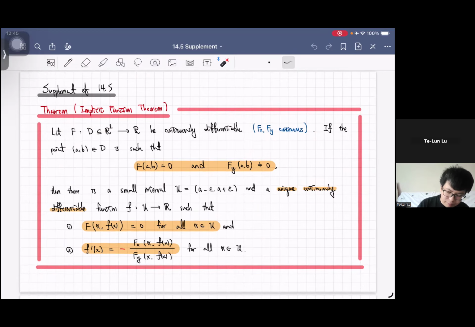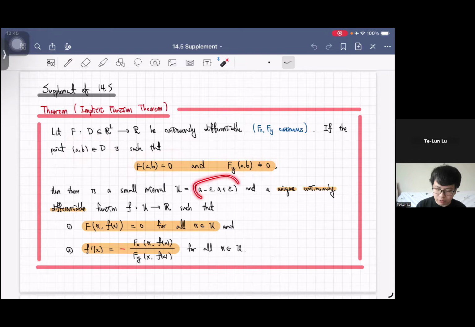So let f be a continuously differentiable function, meaning that both the partial derivatives, fx and fy, are continuous, and it is supported on a domain D, which belongs to a two-dimensional space. Suppose that for the point (a, b) belonging to D, we have f(a, b) being 0, and that the partial derivative of f with respect to y at the point (a, b) is not 0.